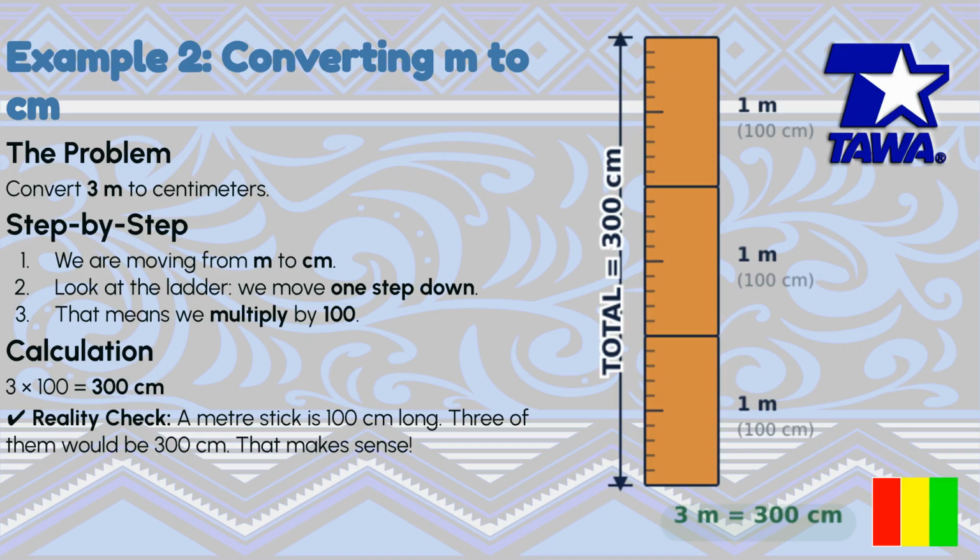Example 2, converting meters to centimeters. The problem is to convert 3 meters to centimeters. We move one step down the ladder, so we multiply by 100. The calculation is 3 times 100, which equals 300 centimeters.